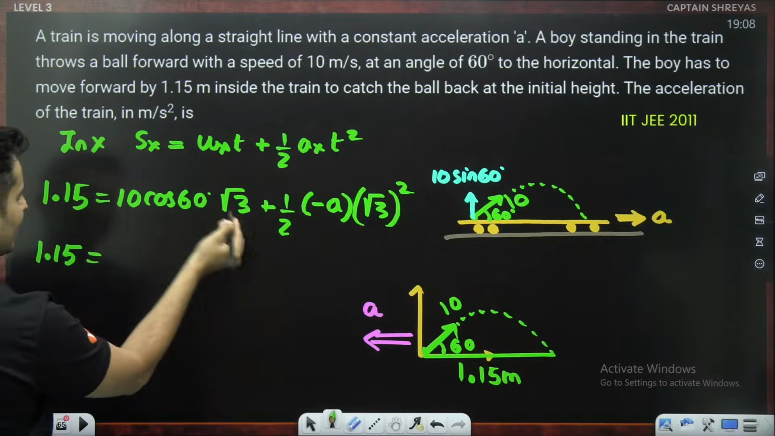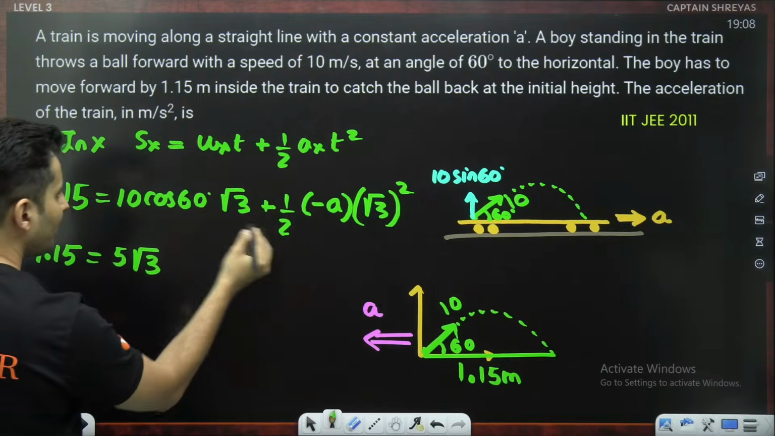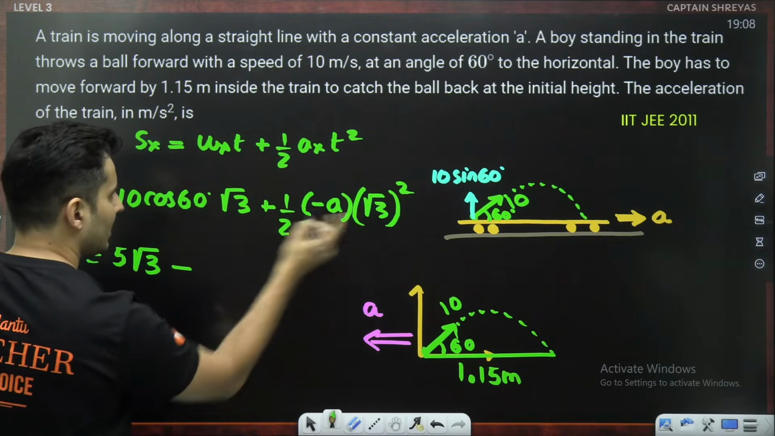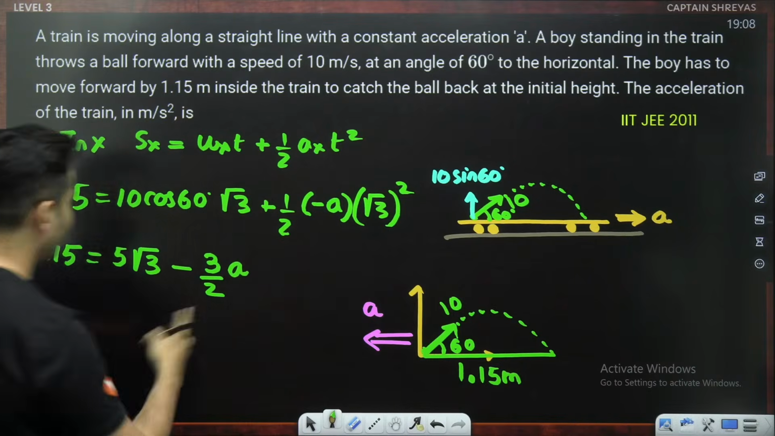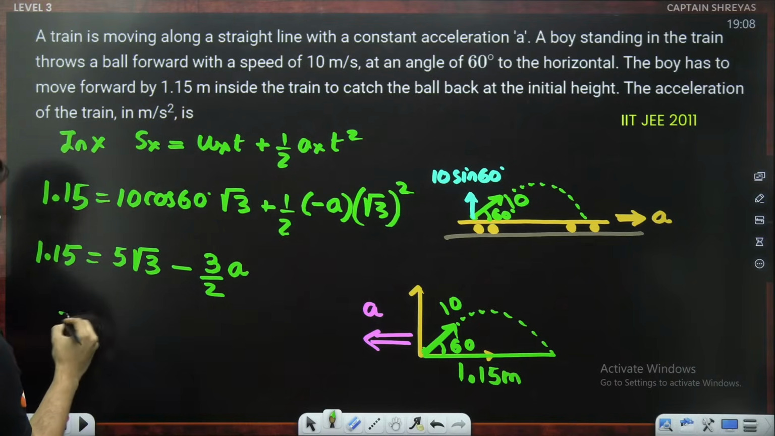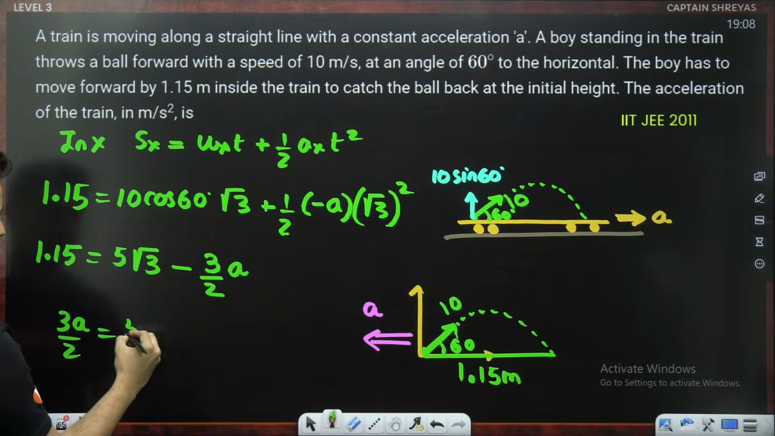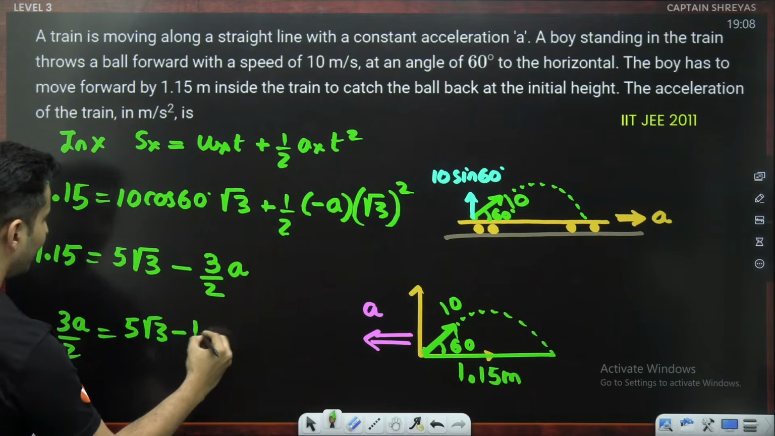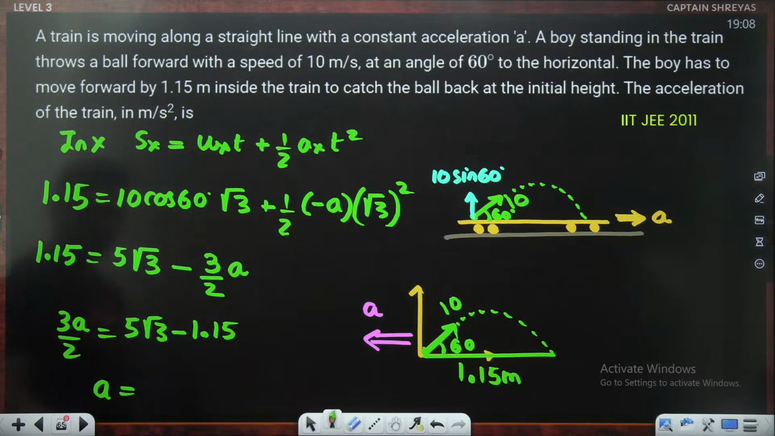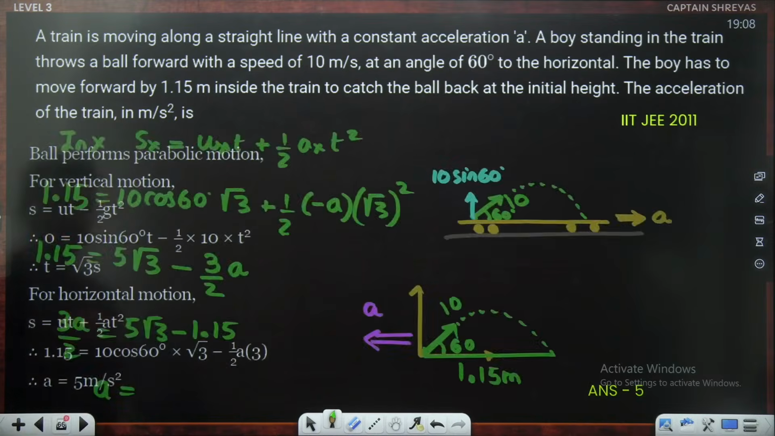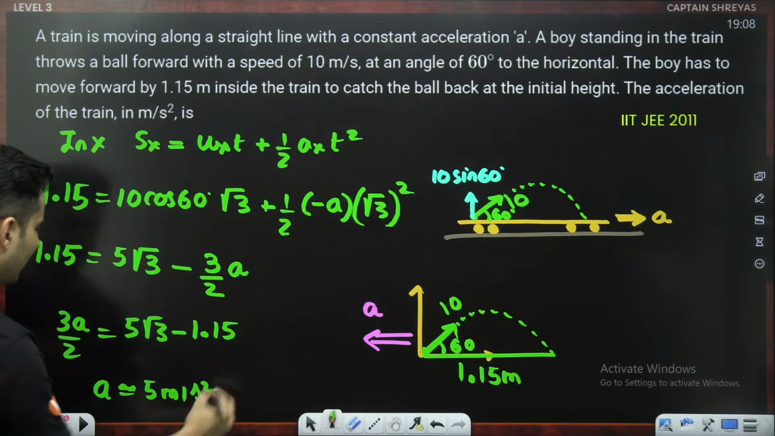1.15 cos 60 is half, so it will become 5 root 3. And this will become minus root 3 square is 3 by 2, and a over here. We just solve this now for a, so this will become 3a by 2. 3a by 2 is basically 5 root 3 minus 1.15. Solving this, you will get the value of acceleration, which comes out to be close to 5 meters per second square.